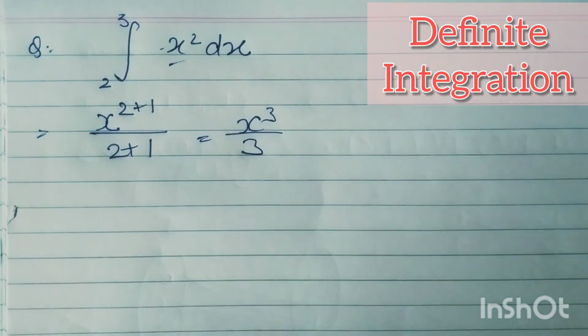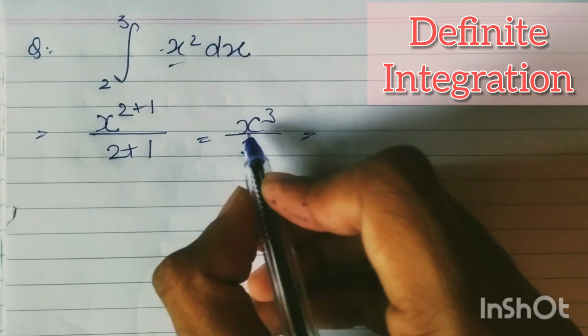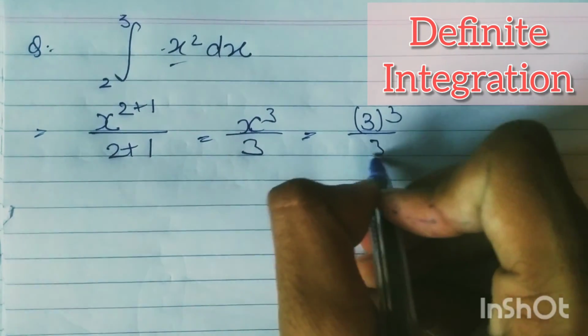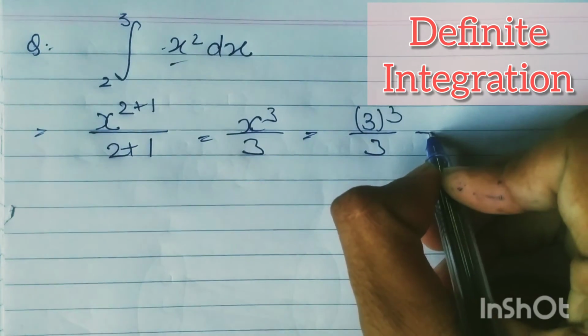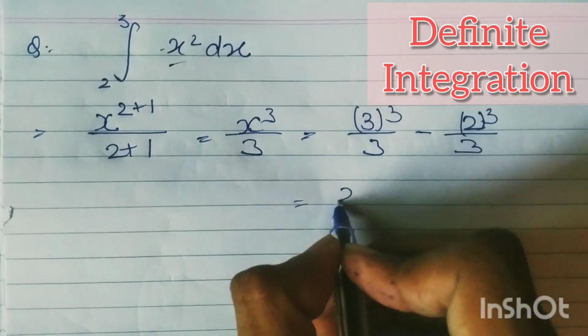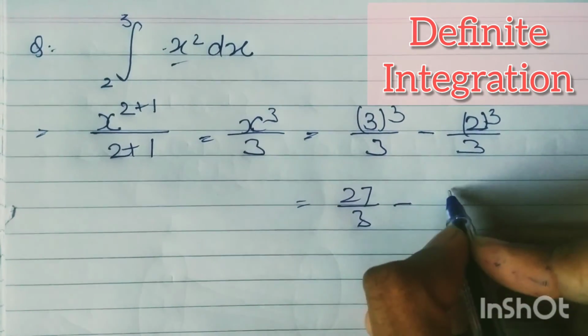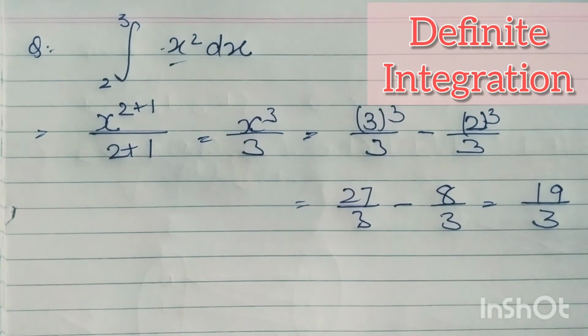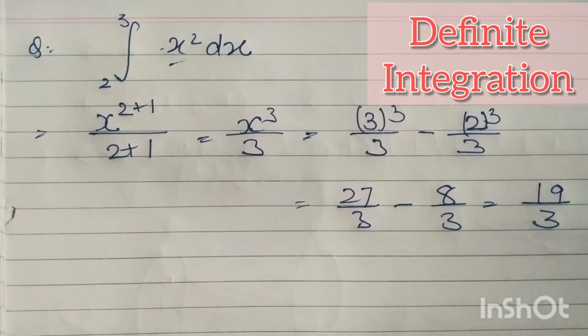Now as I told you, replace the limits in place of x. So you will get first the upper limit, that is 3 cube upon 3, minus the lower limit, that is 2 cube upon 3. 3 cube is 27 by 3 minus 8 upon 3, that is nothing but 19 by 3. Here you are getting a constant value, so no need to write a constant with your answer.